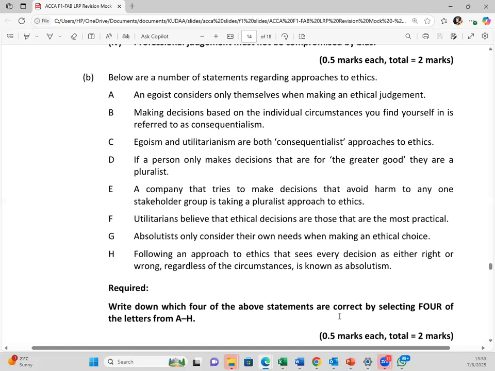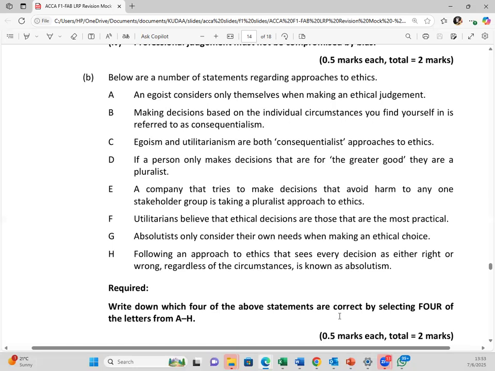Then, a company that tries to make decisions that avoid harm to any stakeholder is taking the pluralist approach. E is correct. The pluralist approach, we want to reduce harm. We want to try to balance all the sides and make sure we don't harm any.